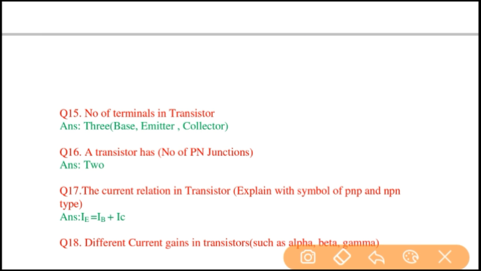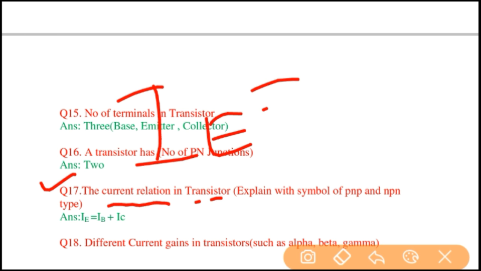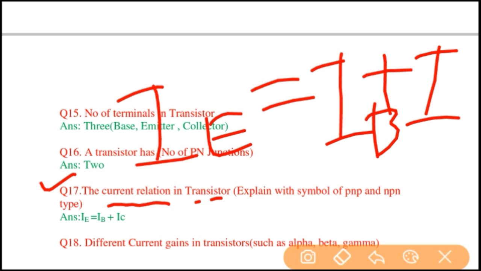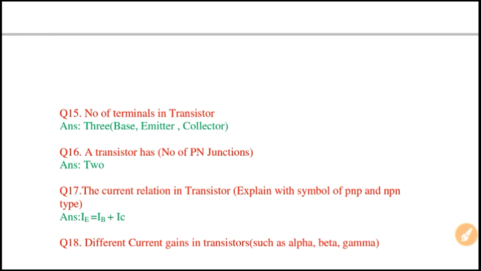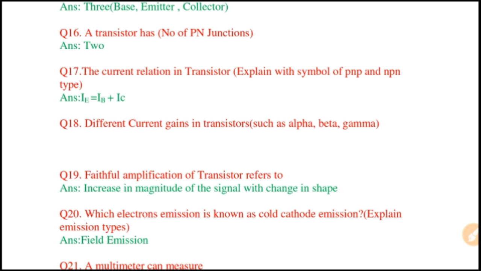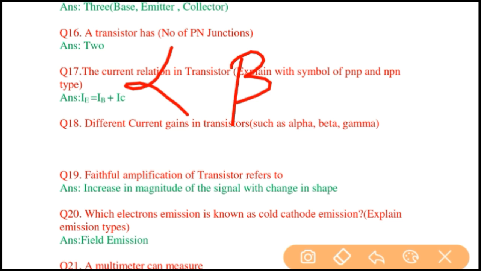Now coming to the next question, the current relation in a transistor: the emitter current equals the base current plus the collector current, that is IE = IB + IC. Now let us see the current amplification factors, or gains. They are alpha, beta and gamma.